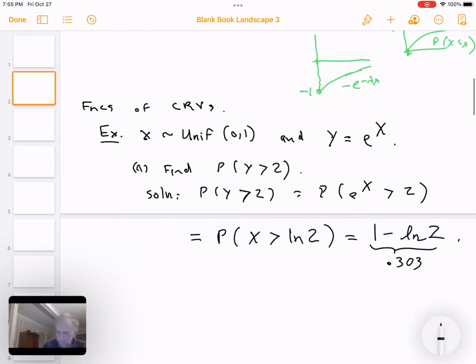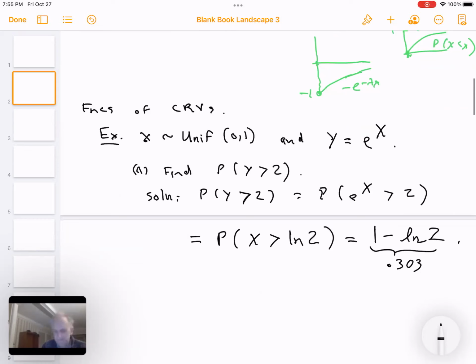All right, this is how you do this. You can make these substitutions, and then hopefully the function is not so complicated that you can't solve it. But if it is, you have to solve it maybe numerically or something like that. I don't need to know the density function of y to solve this particular example, part A.